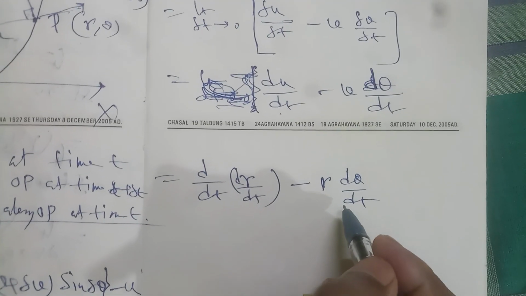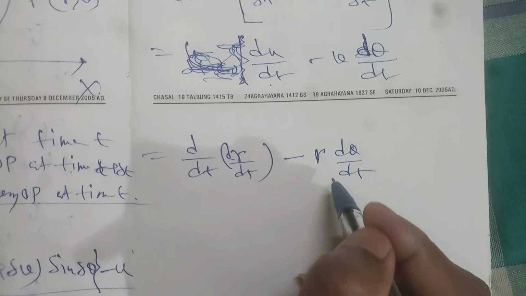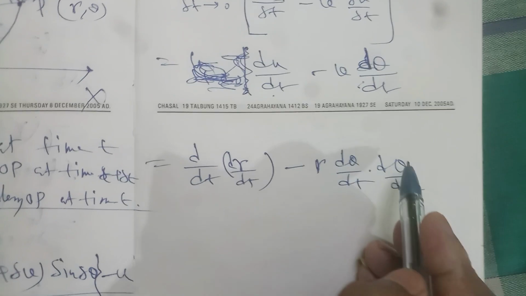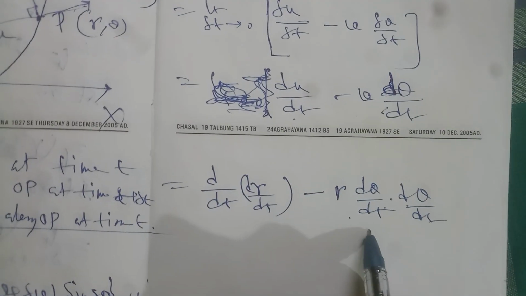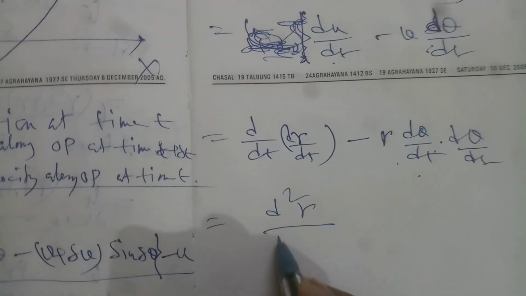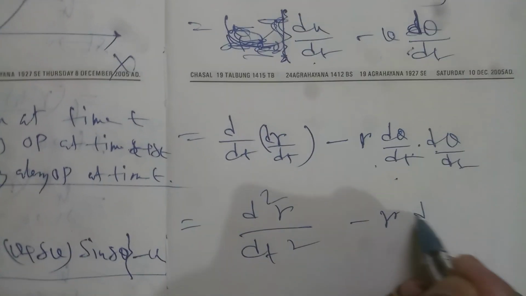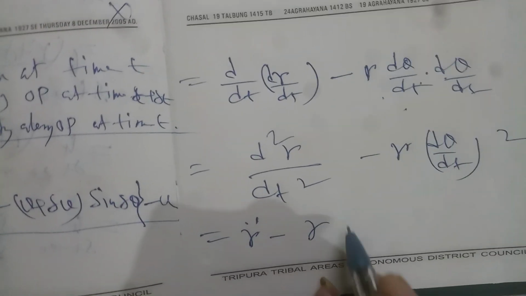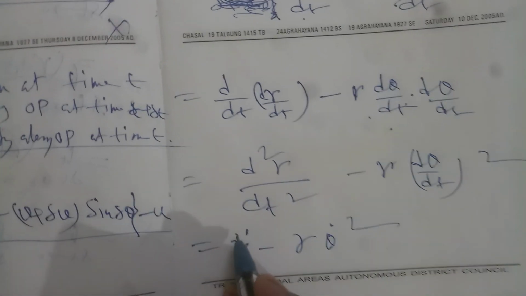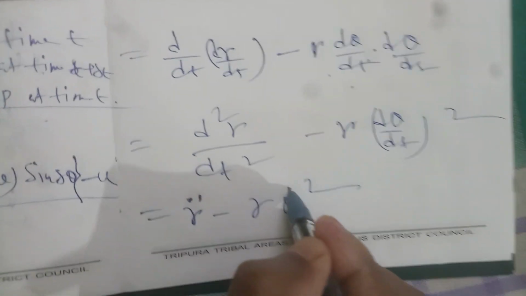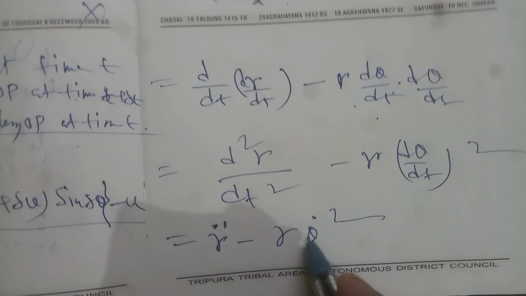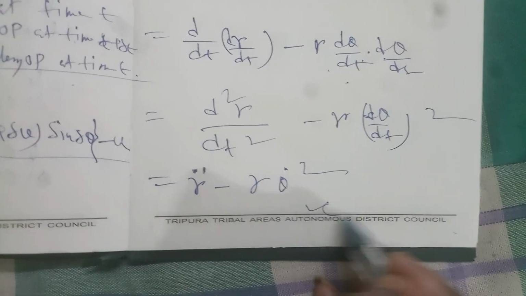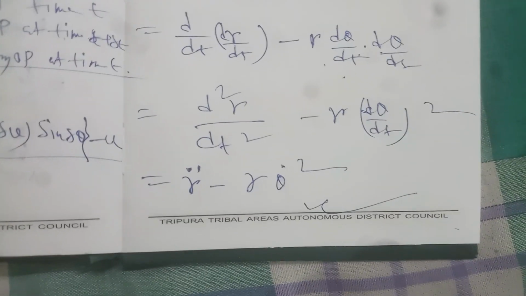Already this was in my last video lecture. So it is d2r by dt2 minus r d theta by dt whole square. So we are getting r double dot minus r theta dot square. Double dot means double derivative with respect to time and single dot means single derivative with respect to time. So this is the radial acceleration at P at the time t.